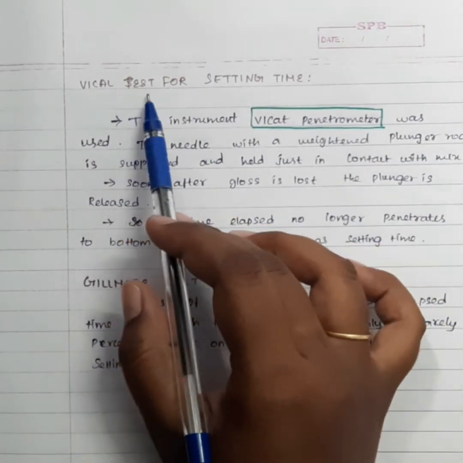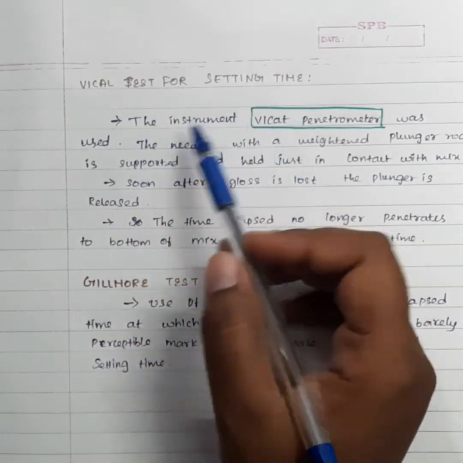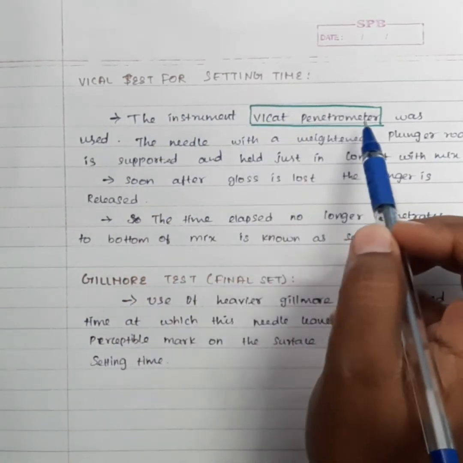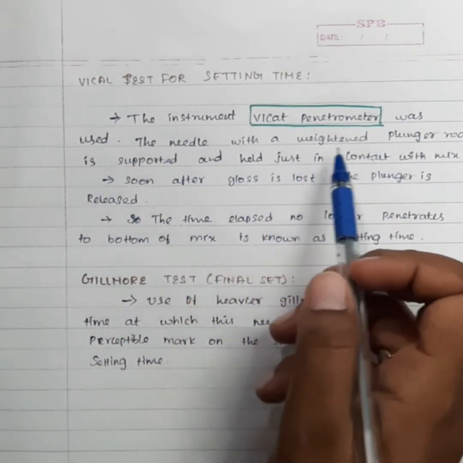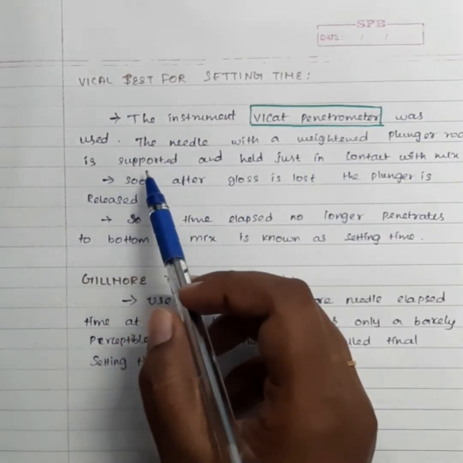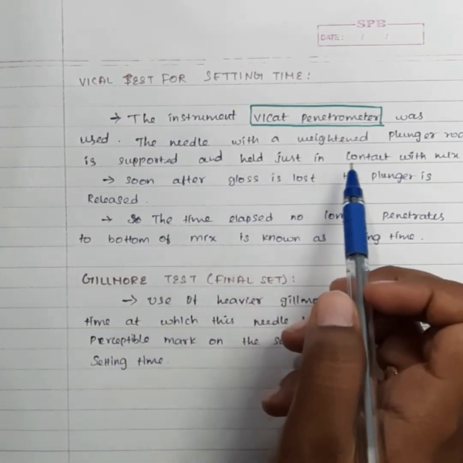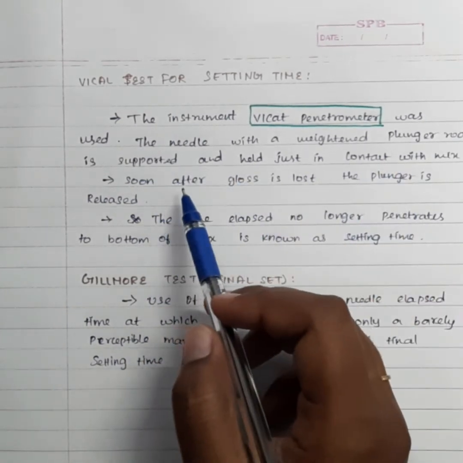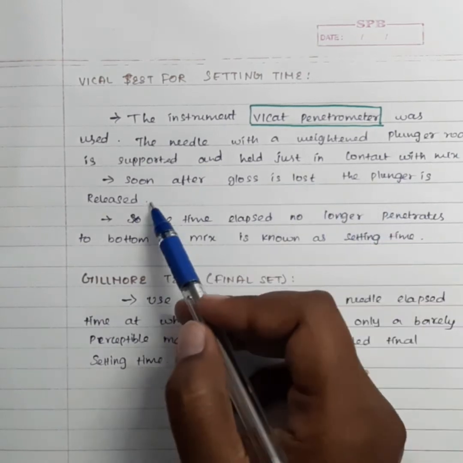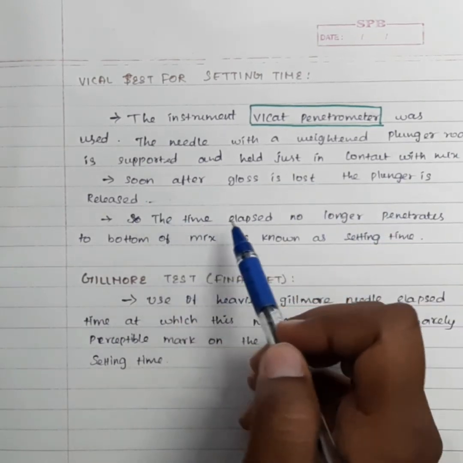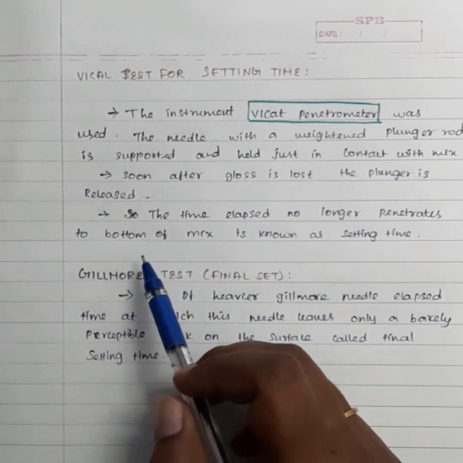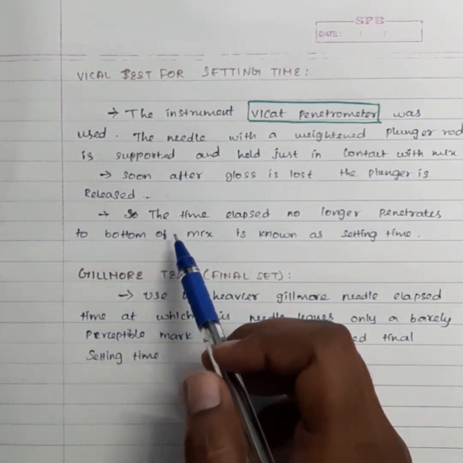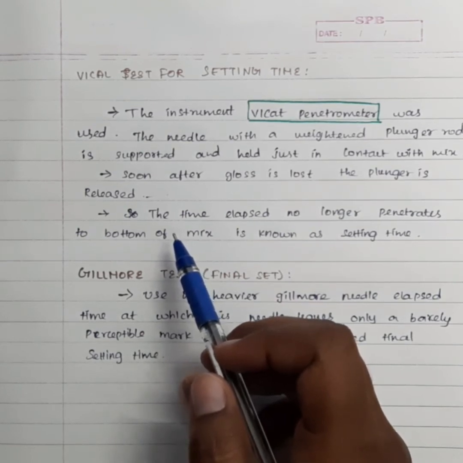Now it is the Vicat test for setting time. The instrument, the Vicat penetrometer, was used. The needle with the weighted plunger rod is supported and held just in contact with the mix. Soon after gloss is lost, the plunger is released. The time elapsed until the needle no longer penetrates to the bottom of the mix is known as the setting time. I will show the picture and you can understand it more.